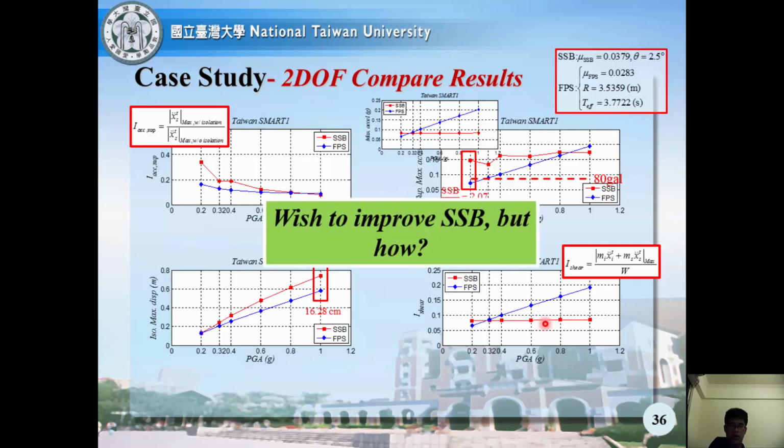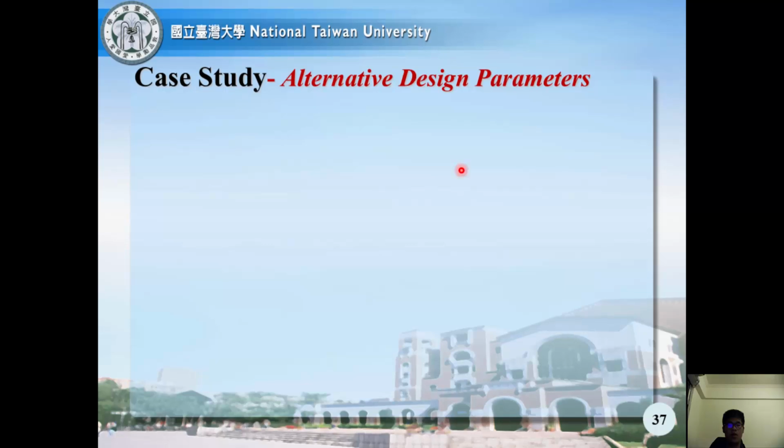So from these results, we may see that it does not show the benefit of our system. So now we wish to improve our SSB, but how? One of the improvement strategies is to alter the design parameters, which we wish to sort out, to find a solution to improve our system.